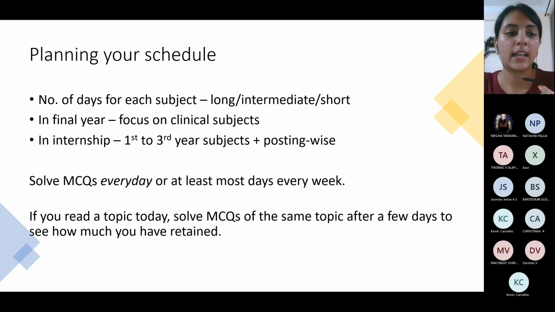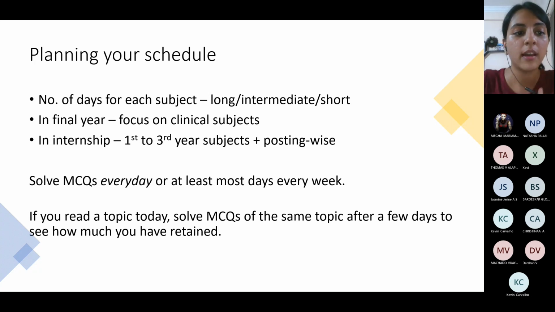And also something that I advise is you go posting wise in internship. So at the beginning of internship, what I did is I made a timetable: when I finish surgery posting, by that time I should have finished reading my surgery notes. It doesn't always work, but at least it gives you some kind of milestone that you should be focusing on during your internship.